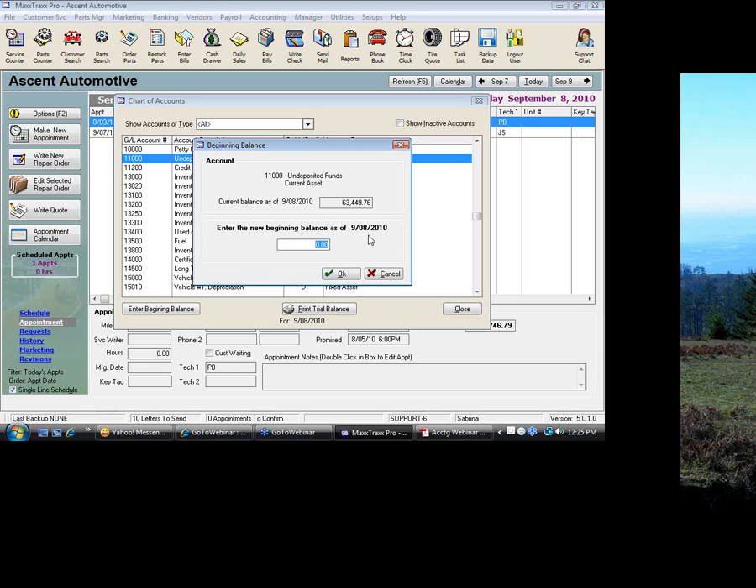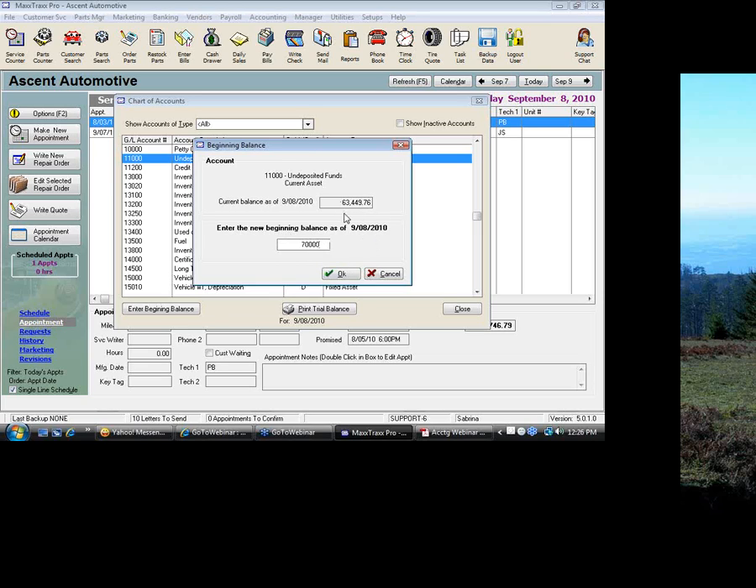When you enter the new beginning balance, let's say the current balance on hand right now says I have, well, wouldn't that be nice, $63,000 of undeposited funds. So if I really wanted to say my beginning balance was $70,000, when I enter $70,000 into this field, let's just do it for fun, it's only going to make an adjustment on my general ledger for the difference. Because the amount that I'm entering in here is what it really should be.